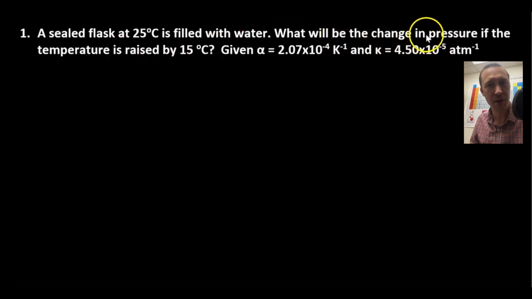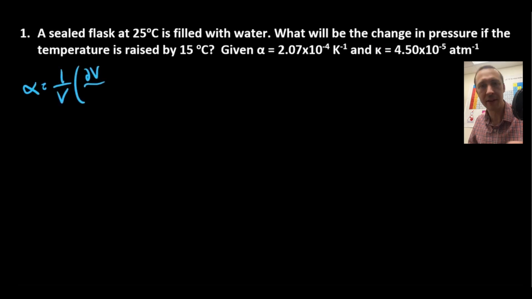We want the change in pressure, and we're given this change in temperature. But let's define what alpha and kappa are, and maybe we can go somewhere with that. So alpha is 1 over V times the partial derivative of V with respect to temperature, holding pressure constant. I think of this one as heating a balloon just outside in atmospheric pressure. If it heats up, the volume gets larger and atmospheric pressure stays pretty much the same.